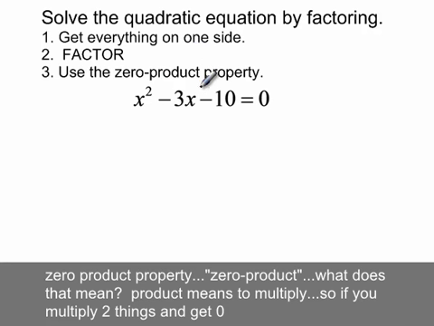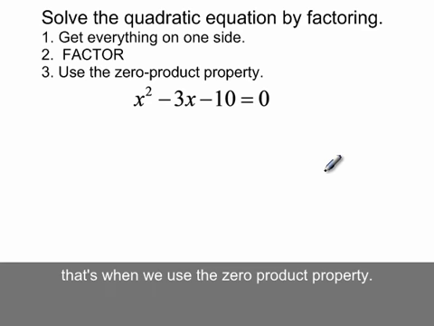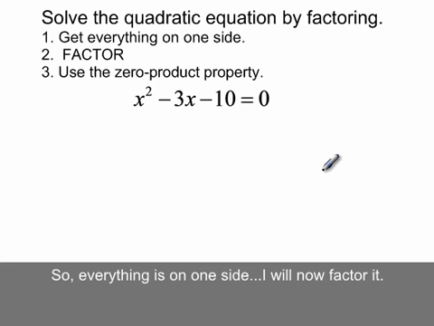Zero product. What does that mean? Product means to multiply. So if you multiply two things and you get zero, that's when we use the zero product property. Okay, so everything's on one side. I will now factor it.